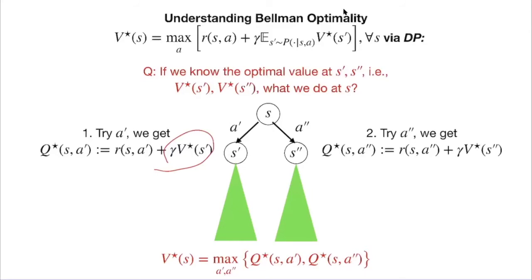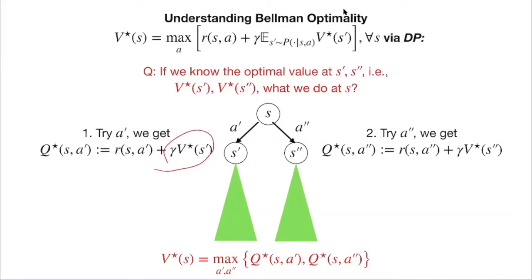Okay, so let's try to figure out what we should do at the current time step. We have two actions, so let's just try out two actions, right? Let's try out one action and then follow the optimal policy all the way to the end, and try another one, and so on and so forth. And once we have tried all the actions, we just pick the action that achieves the maximum total reward.